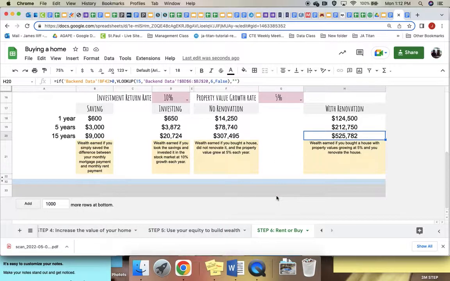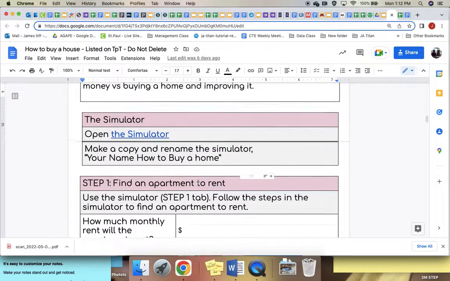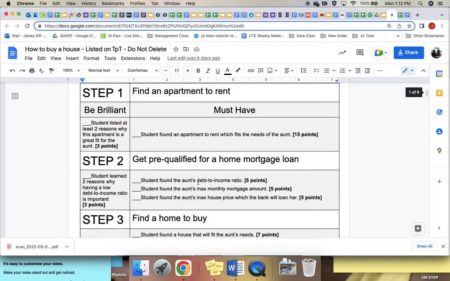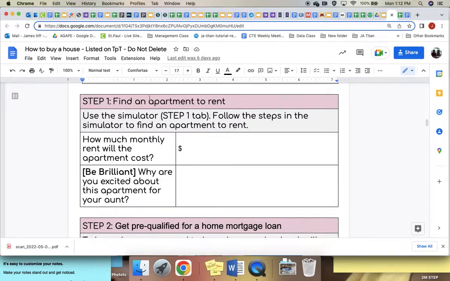This is the fun part, because students get to envision themselves being landowners and increasing their wealth through land ownership and renovation. By the way, this is all stepped out in our packet right here. So we're back to the digital learning packet. We're going down. We're looking at steps.